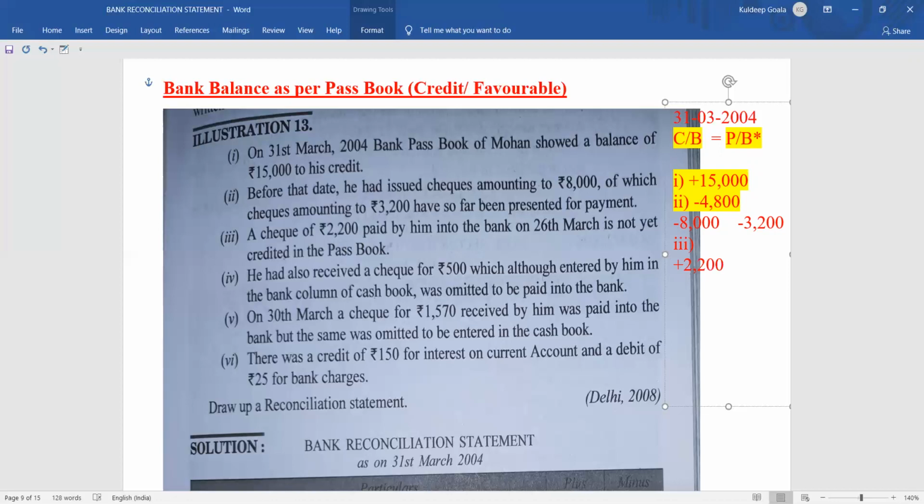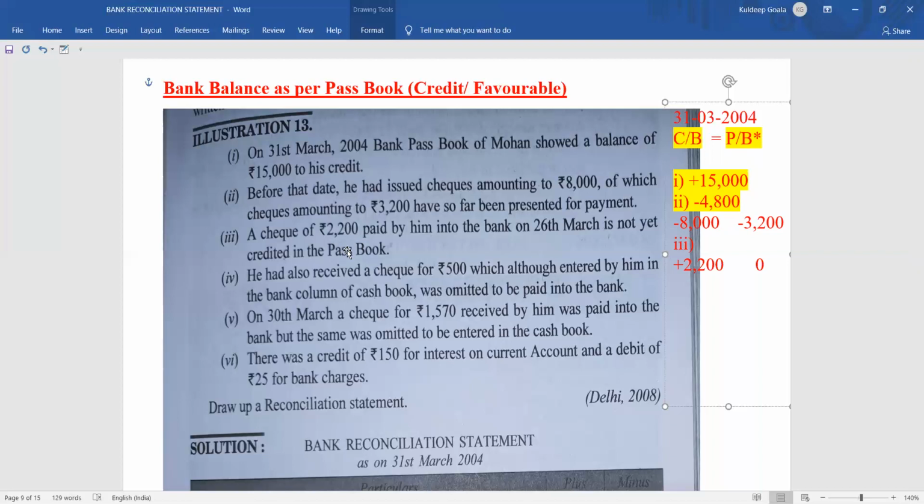See, into the bank on 26th of March. Our deadline is 31st March. Remember that. But what has happened is it is not yet credited in the passbook. This amount did not come in the passbook. So passbook is 0, isn't it? It did not come means passbook is 0, and the cash book is plus 2,200. Passbook is 0 and cash book is 2,200 plus.